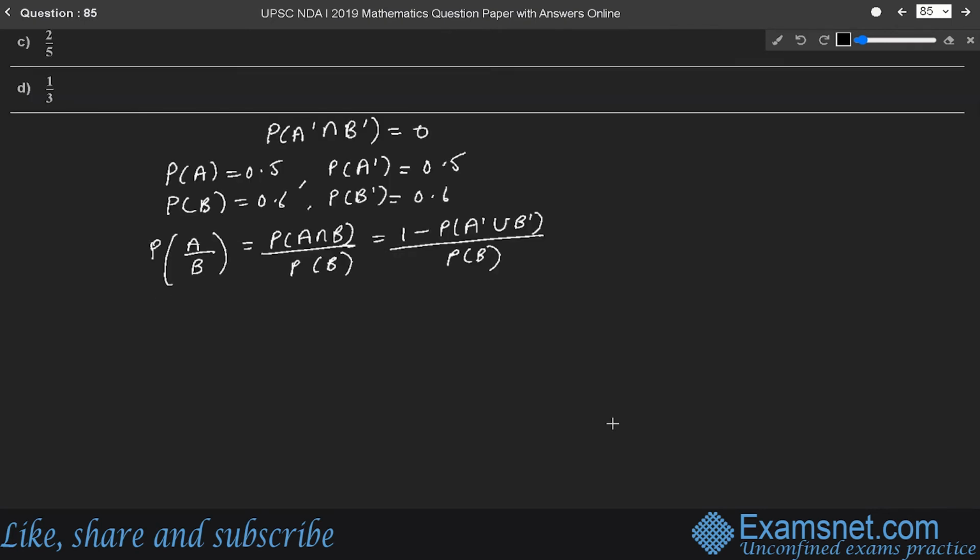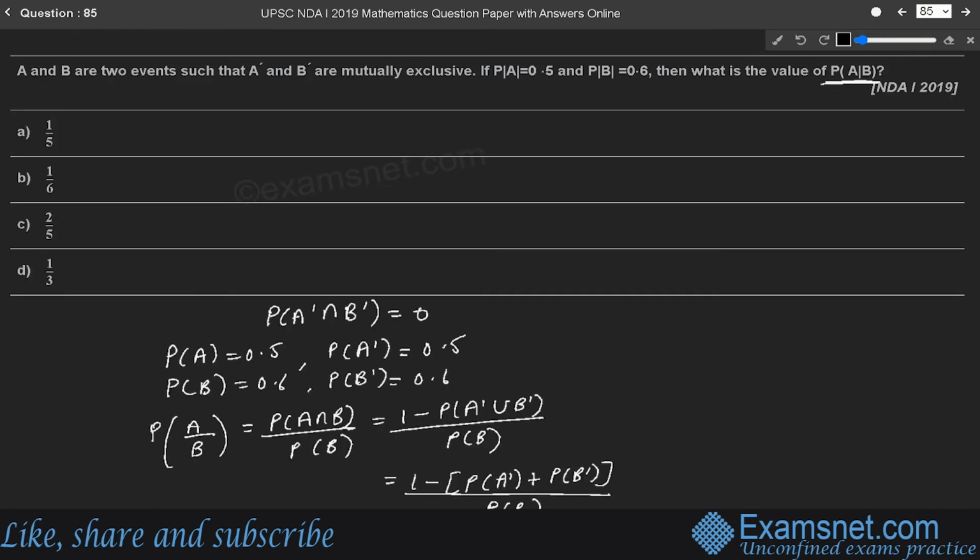Therefore, it will be equal to 1 minus P of A complement plus P of B complement upon P of B. Now putting the values, we will get 1 minus 0.9 upon 0.6, which is equal to 1 by 6. So this is the value for P of A by B. Therefore, the correct option for this question is option number B, which is 1 by 6.